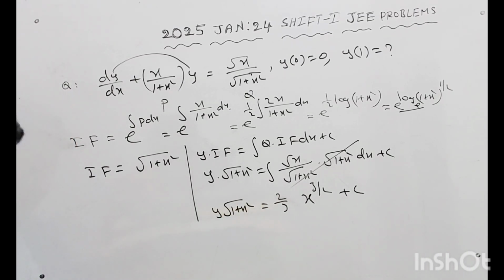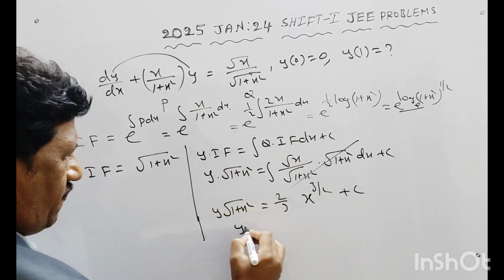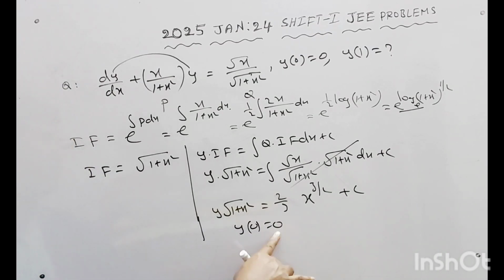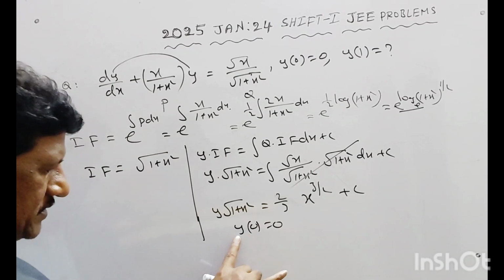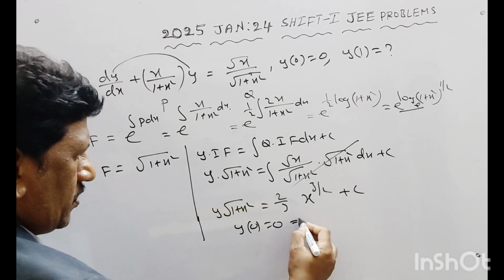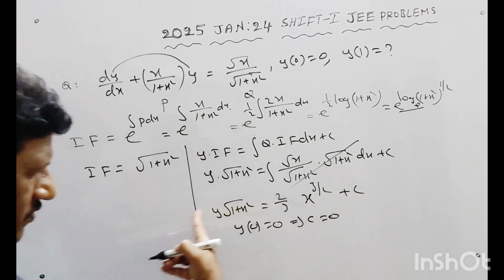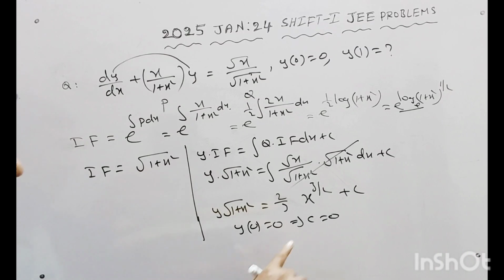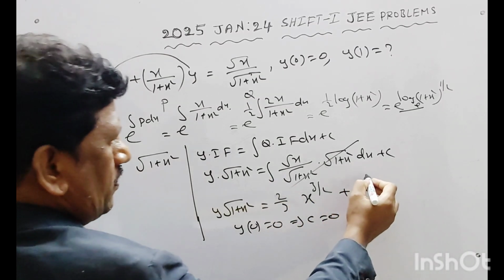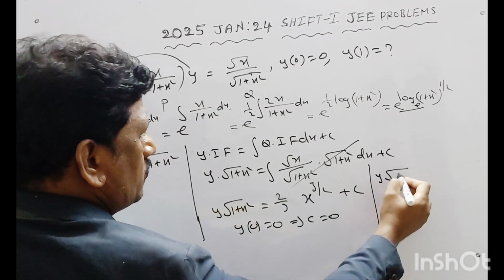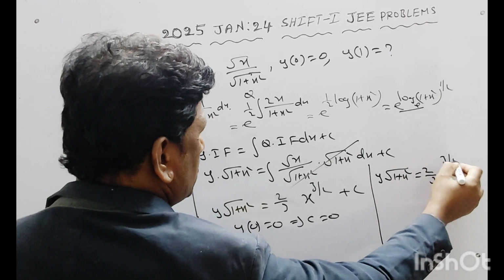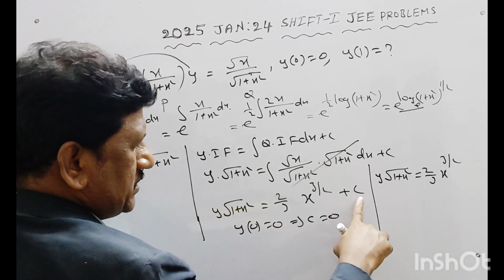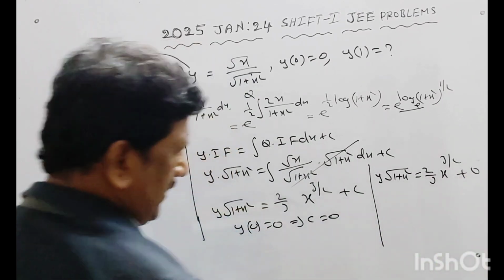One condition is given. What is the given condition here? y of 0 is equal to 0. What is the meaning of this condition? When x is 0, the value of y is also 0. So here in the place of x we need to take 0 and in the place of y also take 0. So you will get the c value 0. Substitute in this step x as 0, y as 0. Then we got the c value as 0. So substitute here. Then y into root of 1 plus x square is equal to 2 by 3 into x power 3 by 2 plus c value, which is 0.